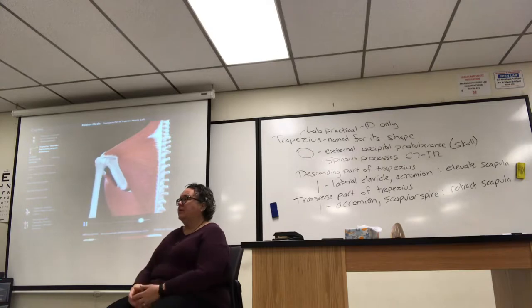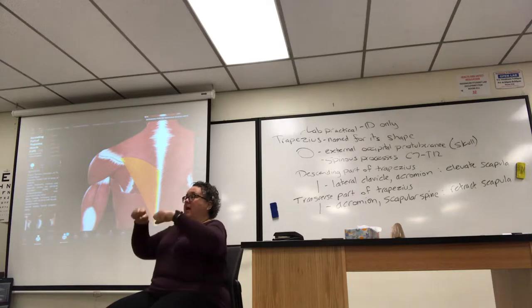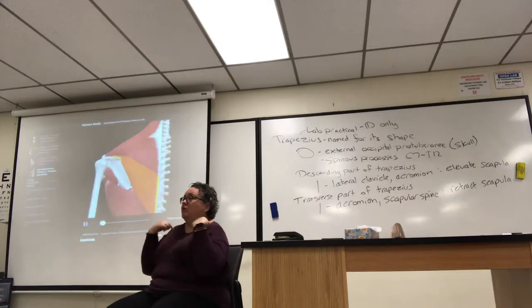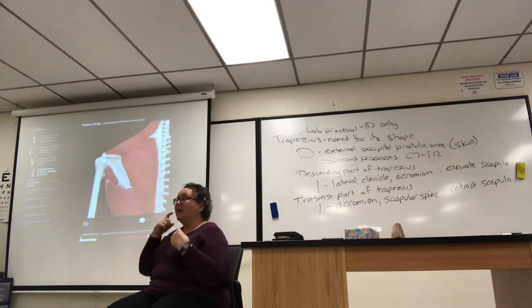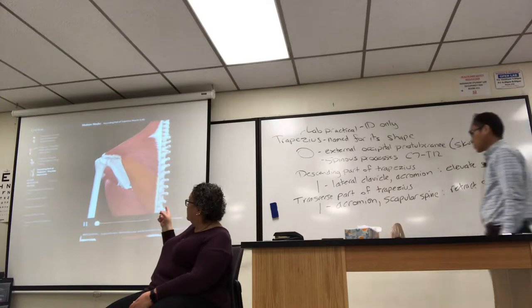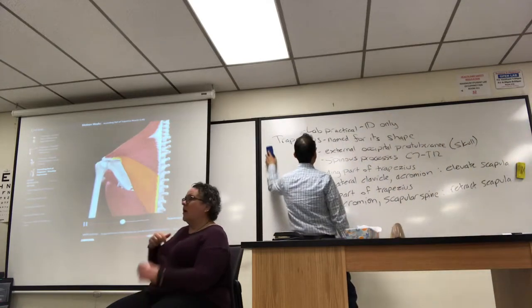Let's do the ascending fibers. The ascending fibers go up, and when they go up, they grab that medial part of the scapular spine, and so they're going to help pull the shoulder down a little bit because they're coming up, and then they pull down. So the muscle lights up during scapular depression. So I'm going to continue up here.